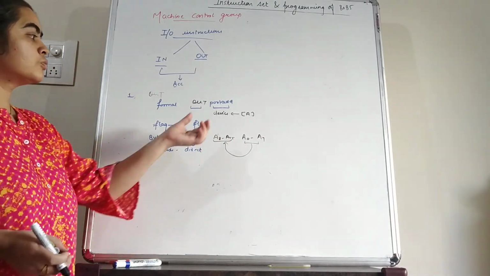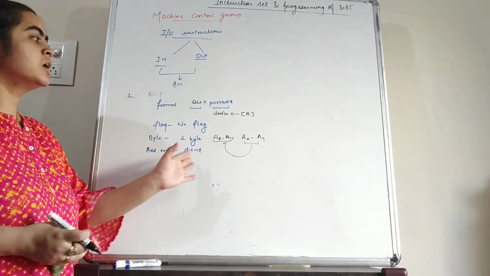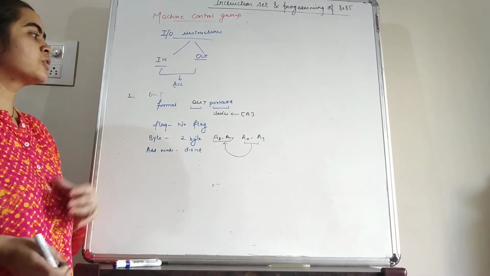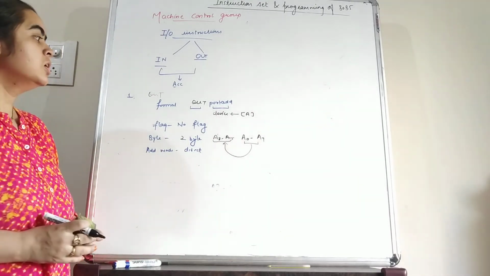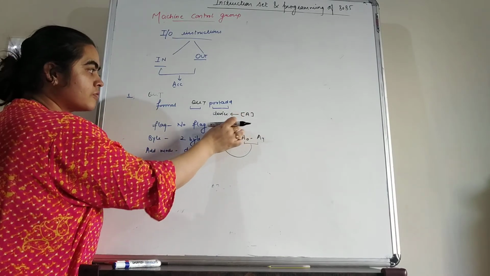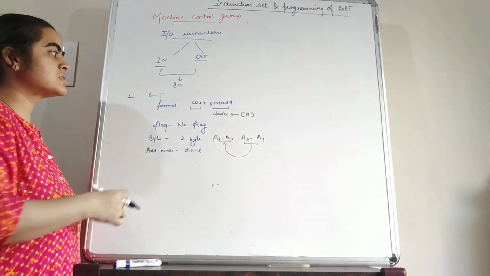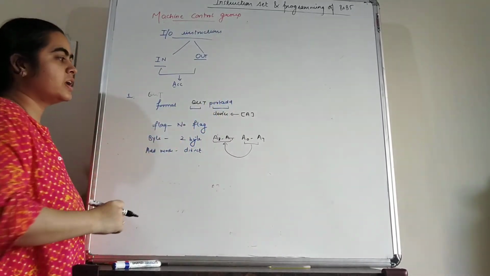Okay students, so once the microprocessor fetches the address, then from that address the microprocessor will fetch the data. You can see here the contents of the accumulator will be moved to the input output device whose address is specified in the instruction.